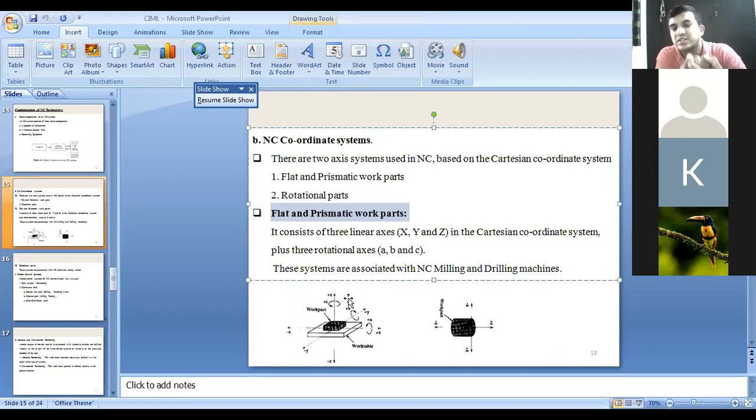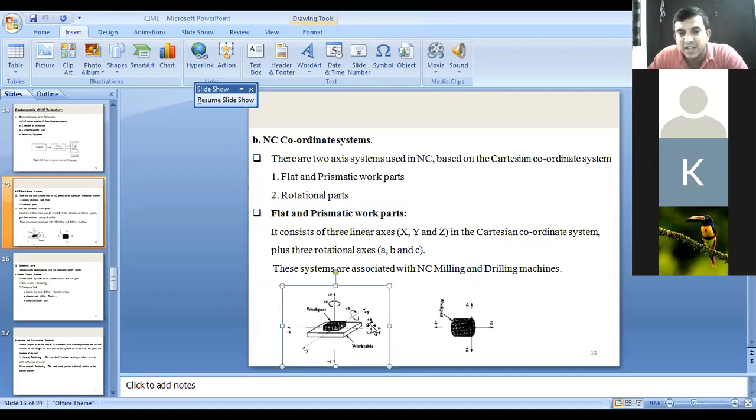Apart from linear coordinates, you can see in this sketch A, B, C, the rotational coordinates are also there. Again, apply the right hand thumb rule. The thumb shows the axis, and the fingers are curved, showing the direction of rotation of the workpiece, right? So this is the x-axis here, the fingers are curved here. That is called the rotation about the x-axis, A. Similarly, rotation about the y-axis is B. Similarly, rotation about the z-axis is C. These coordinates are used for a flat or prismatic work part.